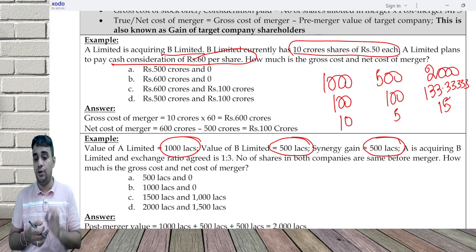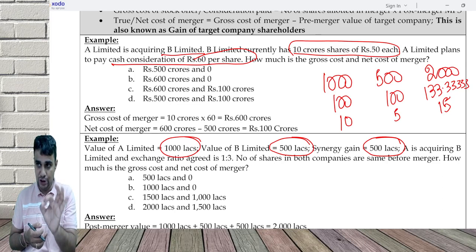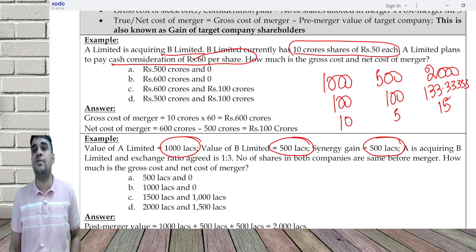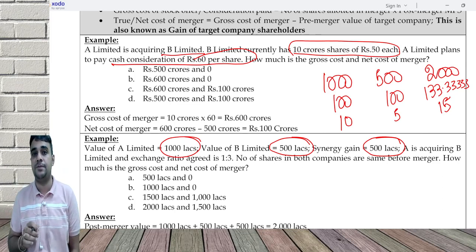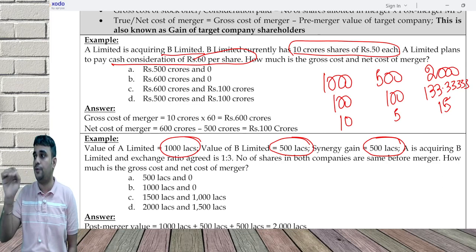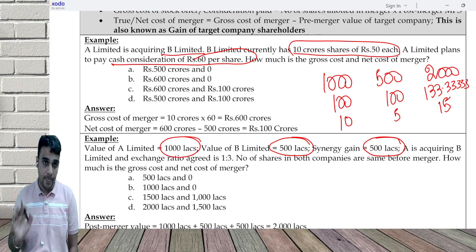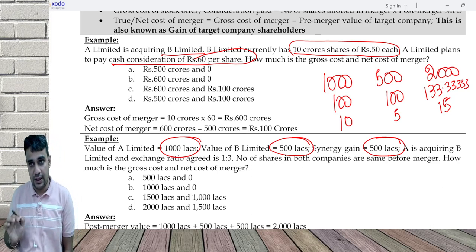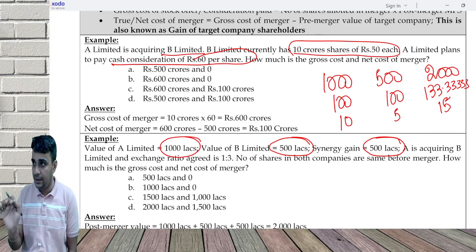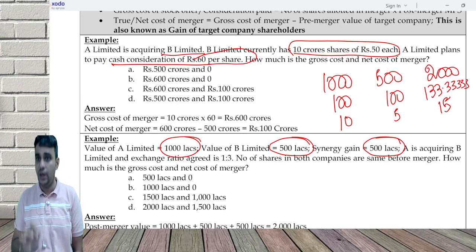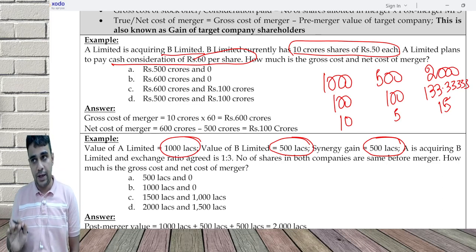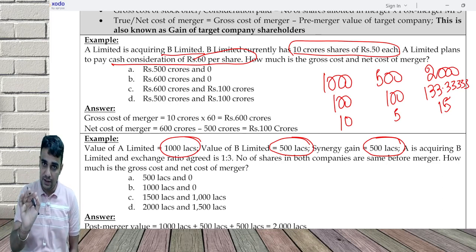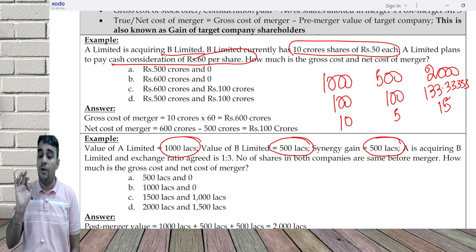Gross cost of merger: you calculate the number of shares issued into the post merger price. How many shares have we issued? 33.3333 into what is the post merger price? 15. 33.3333 into 15 is 500. That is the gross cost of merger. I'll repeat again: number of shares issued into the post merger price. I'm going a little slow on the concept. Let me know if there is a doubt. 33.33333 into 15, 500 is what I've paid.